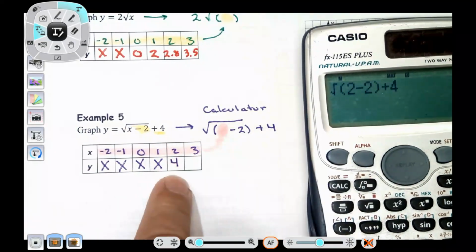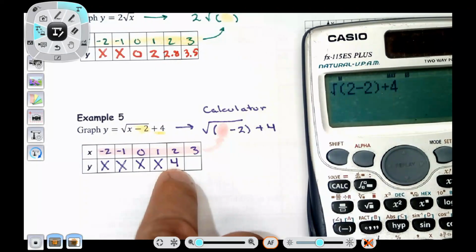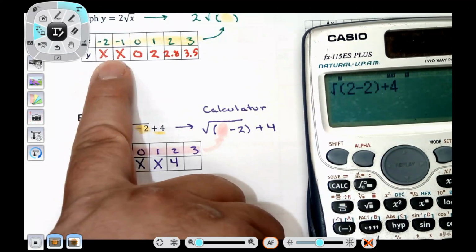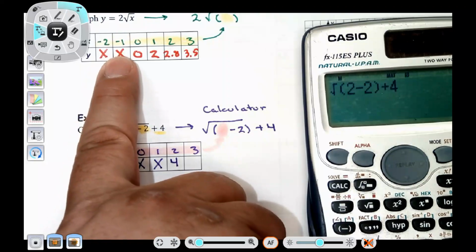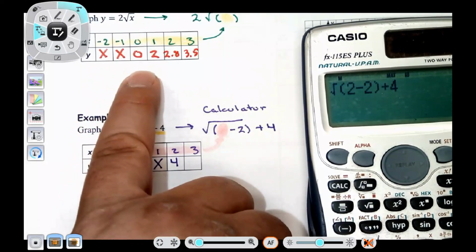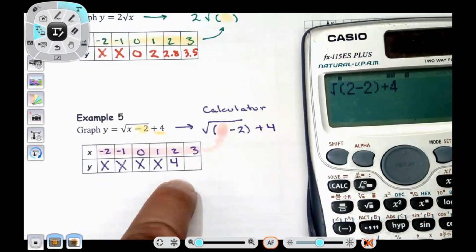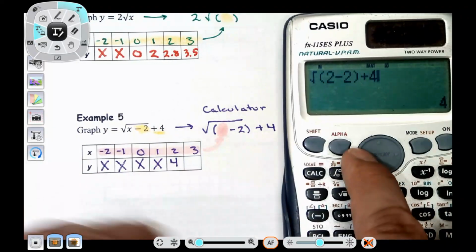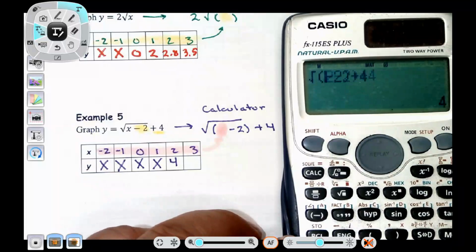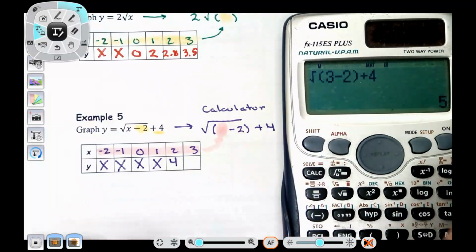So that's where our graph is going to begin, right? If you notice, that's been the pattern. Look at example 4. That didn't work. That didn't work. That was the beginning, (0, 0). Well, for this one, this is where my graph starts. Now I'm going to plug in a 3. All right, let's see. Delete, put in a 3. All right, I got an answer of 5.